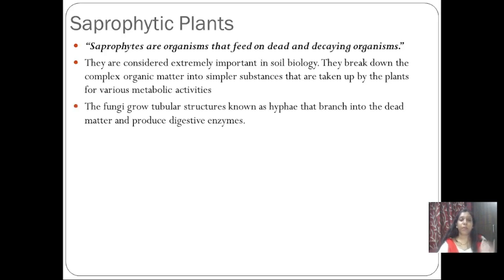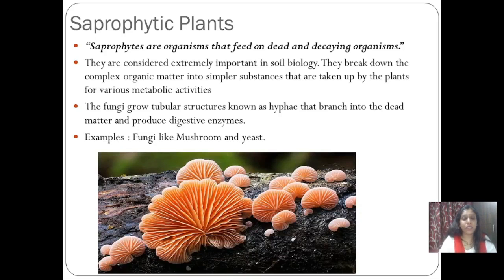The fungi grow tubular structures known as hyphae that branch into the dead matter and produce digestive enzymes. So if you see any mushrooms, they have these thread-like structures going inside the dead or decaying organisms, and from there they branch into that dead and decaying matter so that they can produce digestive enzymes for themselves. Examples are mushroom and yeast. Please see the image below. It can give you a look at how these mushrooms are, and the hyphae you cannot see. It goes inside the branch of that plant or tree.